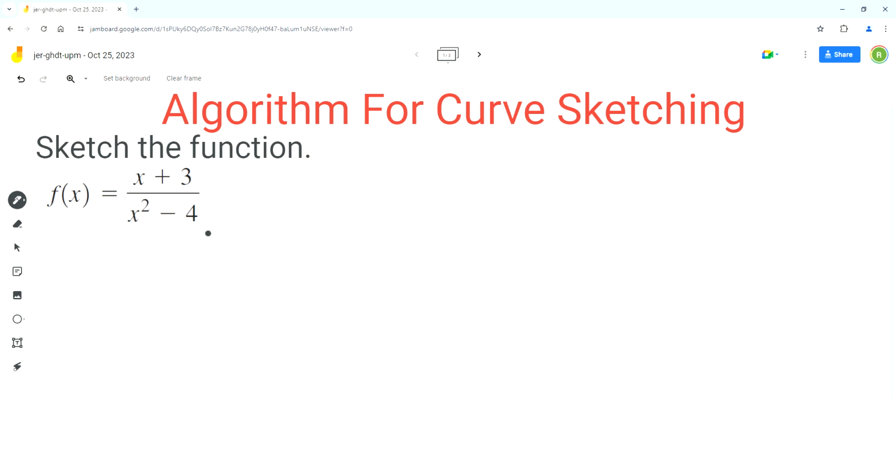So for that, we should factor this function as much as possible. Now this is a rational function and we can factor the expression in the denominator. So we can use difference of squares to factor the denominator. So we get x plus 2 times x minus 2.